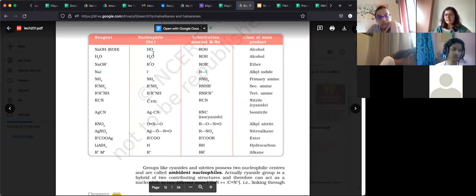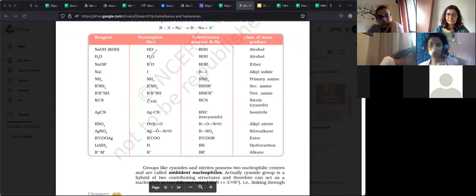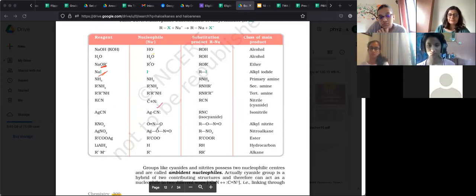H2O is a nucleophile. The lone pair of electrons on oxygen is what gets donated in the reaction. Ether groups like OR dash, alkoxide groups, are nucleophiles. Halogens is what I was talking about: I minus, which replaces Br minus or Cl minus. Ammonia is a nucleophile. Amines are nucleophiles. CN is a nucleophile. NO2 is a nucleophile. Acetate ion, carboxylate ions are also nucleophiles. I'll just star mark some of these. These are the more common ones you are going to come across.